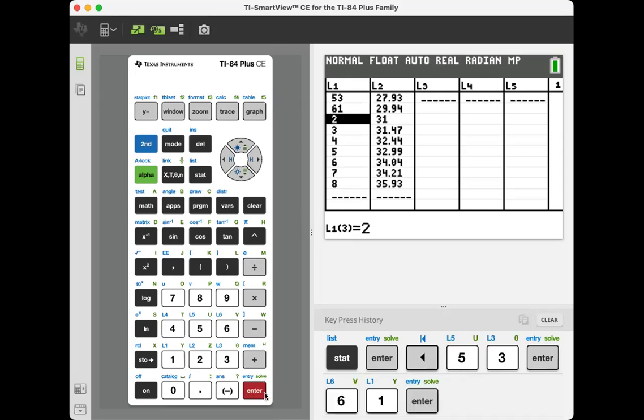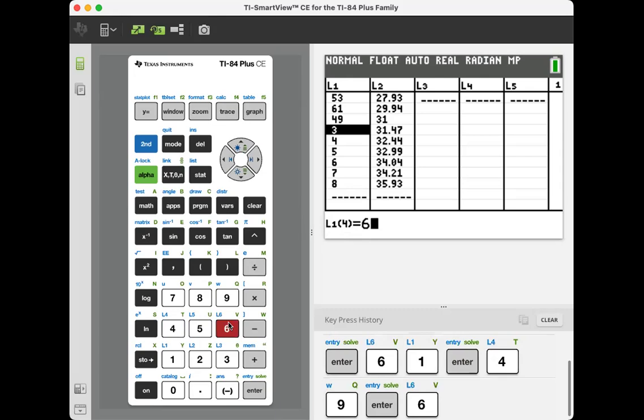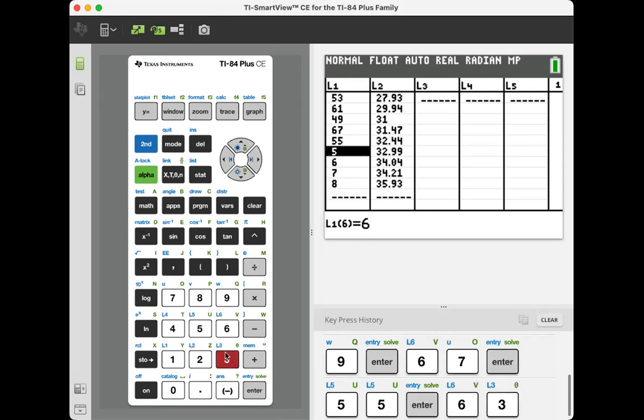61, hit enter. 49, hit enter. 67, hit enter. 55, hit enter. 63, hit enter.